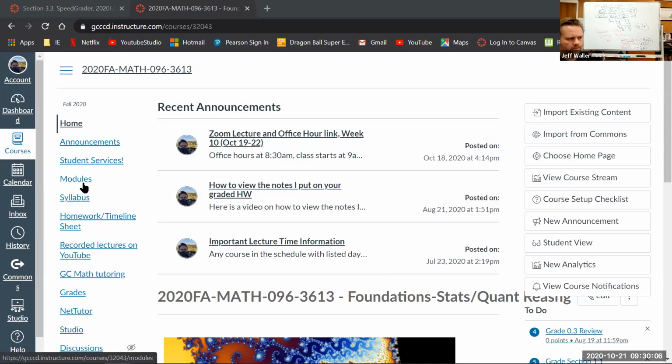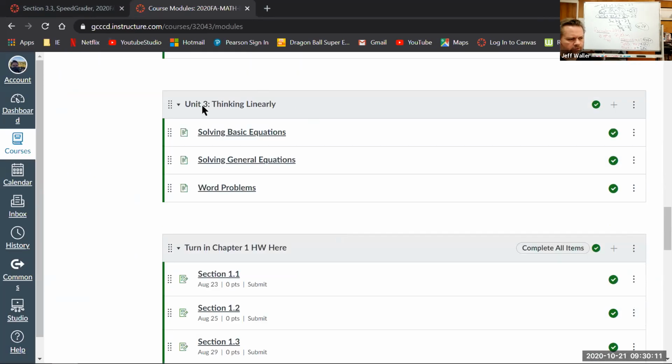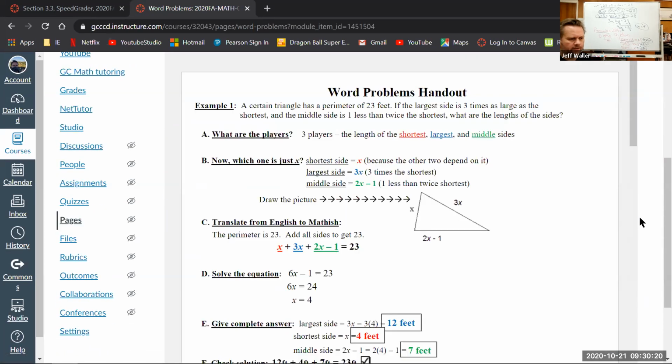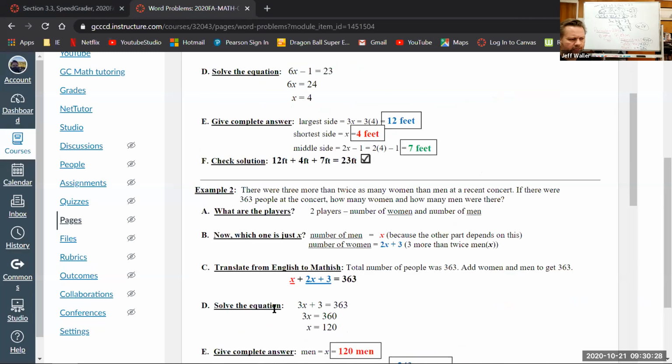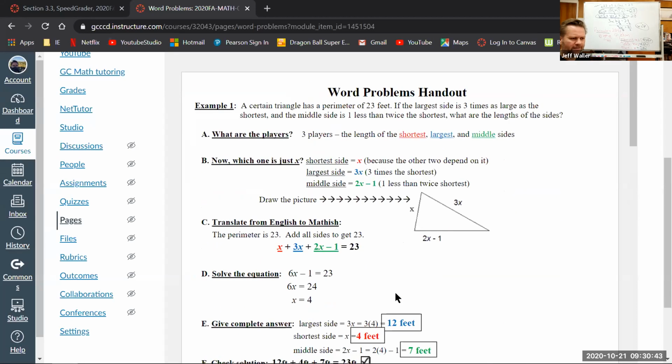So if you go into Canvas, go to modules, go down to modules, unit 3. That's crazy because we're in chapter 3. And then you see word problems. And you see this file. So I've got an example like the triangle problem we just did. And then I've got an example like the first one we did, kids and adults, and this time it's men and women. So there's a few examples to look at. So that's up there for you.